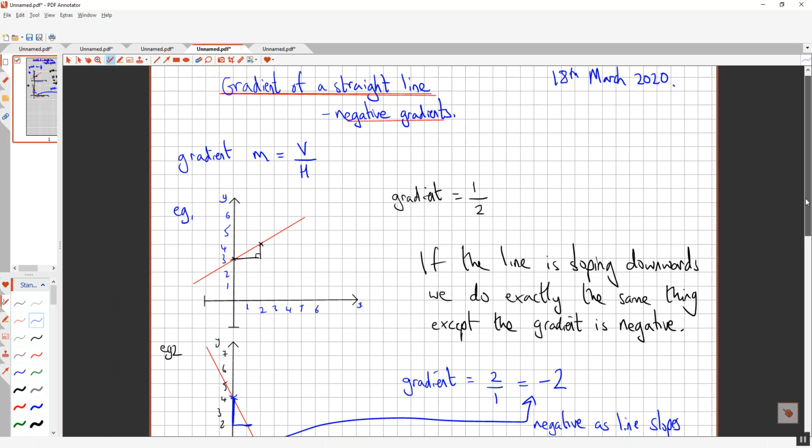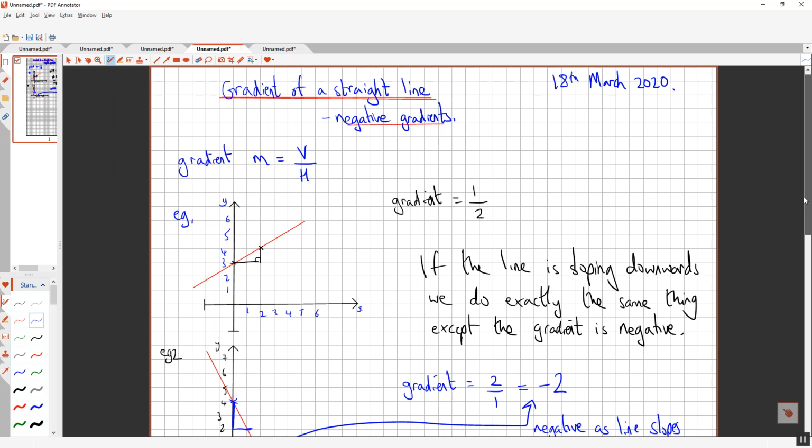So make sure that you've watched everything from this week. Most of you were in lessons, so have done this material. If you haven't, you must make sure that you go back and look at the lessons from all this week, okay? So yesterday, we were looking at the gradients of straight lines.